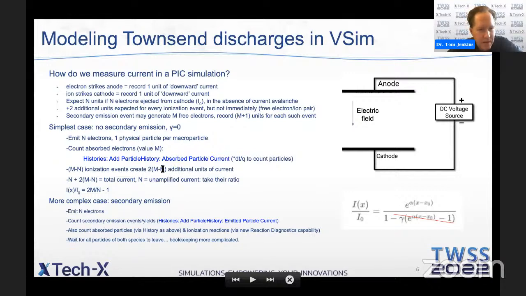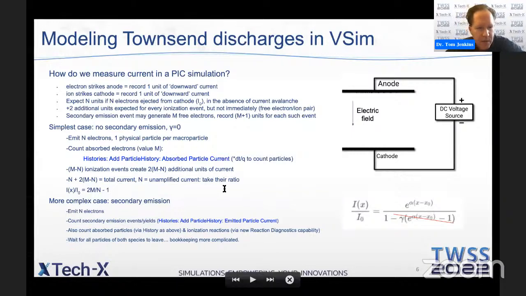So this is the ionization current, 2m minus n. This is the initial current n. We add them together and divide by the unamplified current to get this ratio on the left of our equation. And it simplifies a bit, of course.